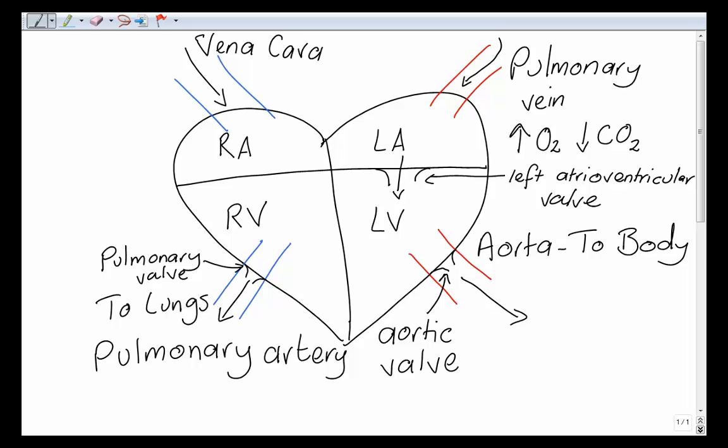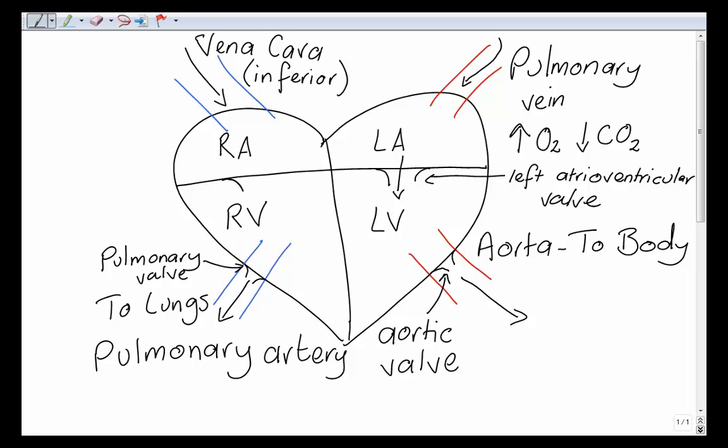Now in our case, we're looking at the inferior vena cava. So inferior means below. So we're just looking at the body parts that are below the heart. The superior, or the vena cava tube that is above the heart, that collects the blood from the brain and the neck and that sort of thing. So we don't really need to worry about that one. So the blood will come in through the vena cava into the right atrium.